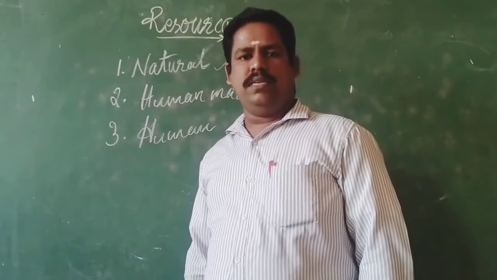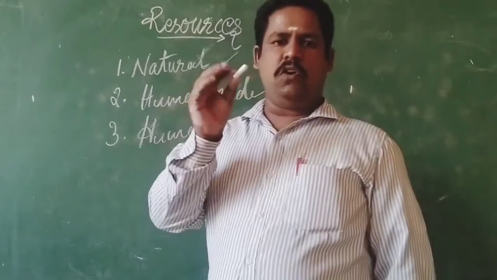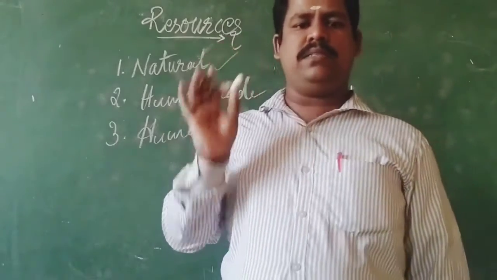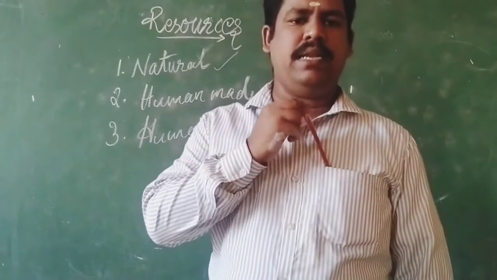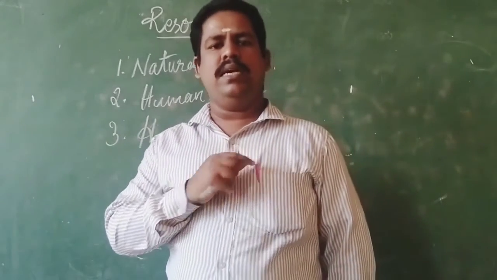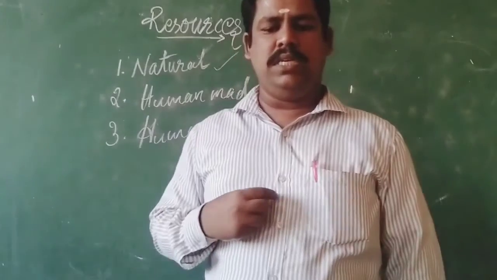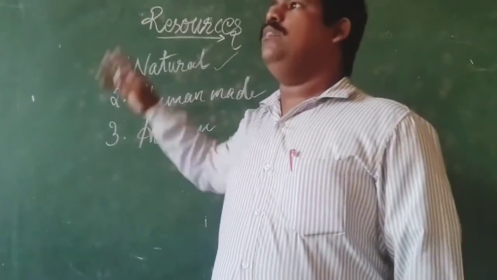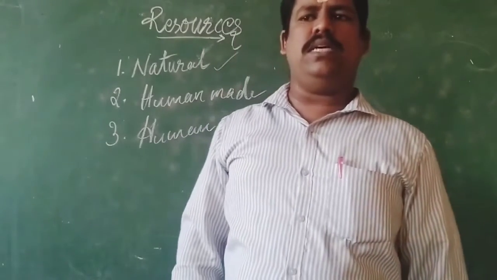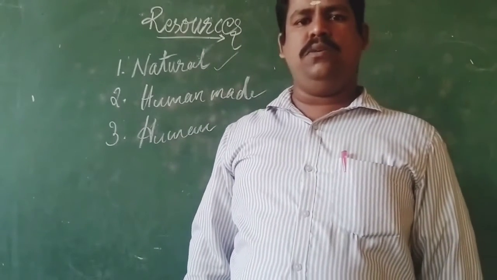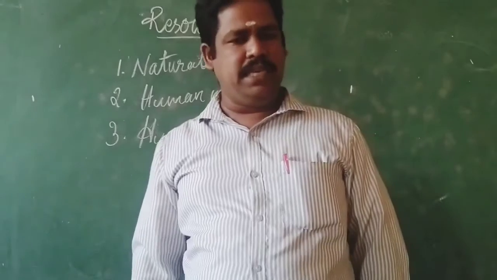Suppose this is a chalk. It is a human-made resource because it is made by human beings. This pen, it is a human-made resource. It is made by human beings. The shirt, the table, the board, this building, all these are made by human beings, so we can call them human-made resources.